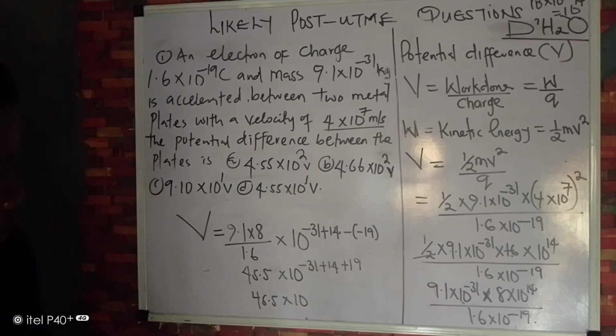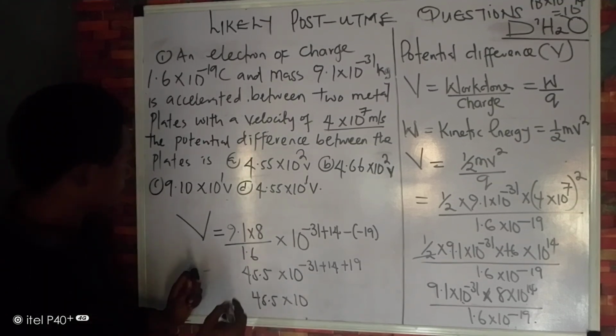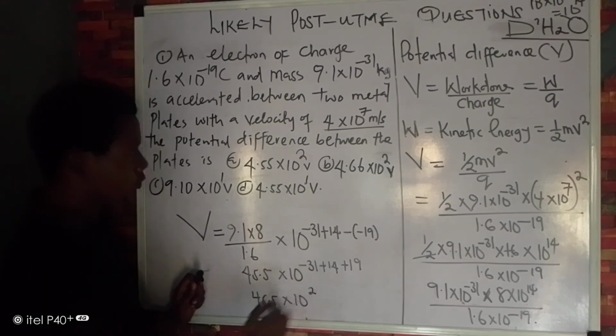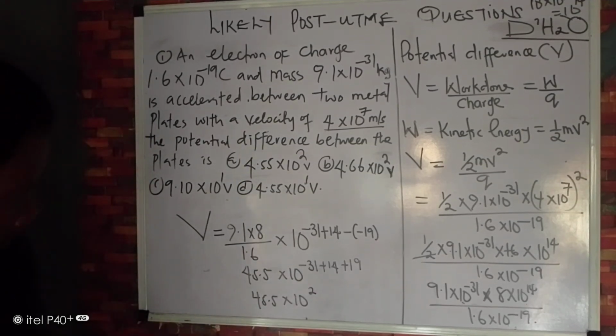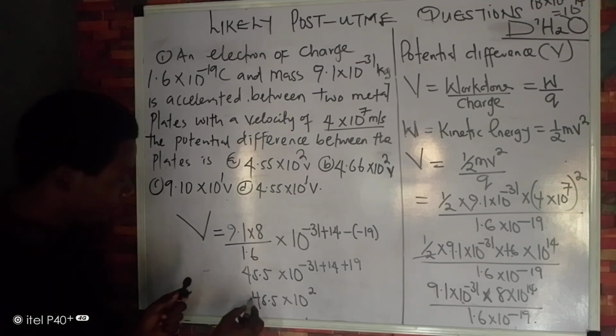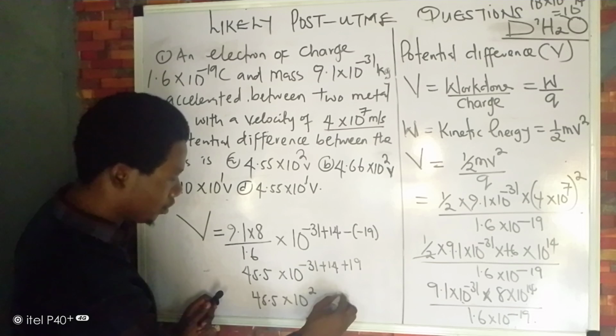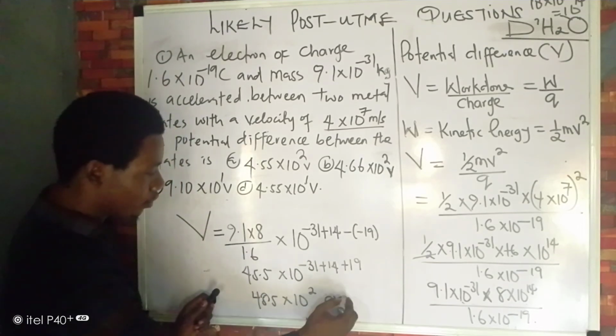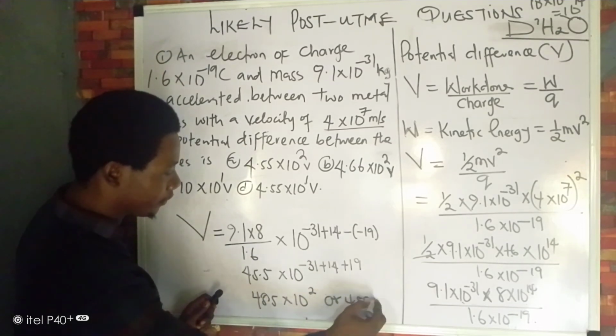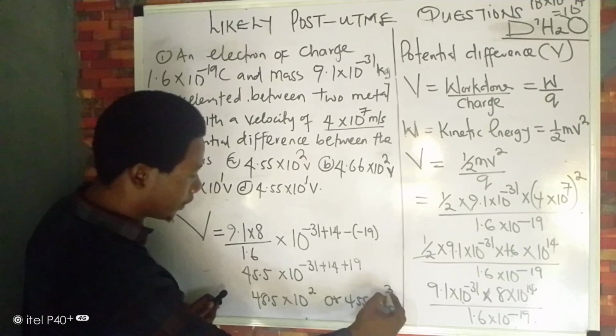You have it as 2. Okay, so you have 2, minus 31 plus 14 plus 19. So you have it as what? 2. So you have it this way. Or if you move your point here, you have 4.55 times 10 raised to the power of 3 volts.